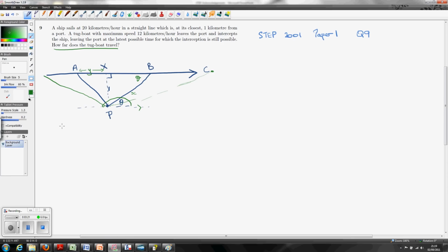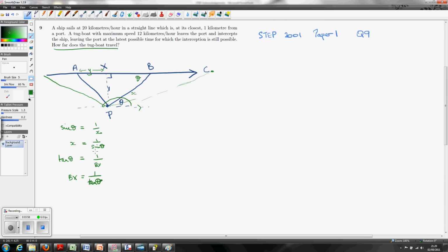So my alternate angle, that angle is theta as well, because that's parallel, the line that I drew there. And sine of theta is equal to the opposite over the hypotenuse, which is 1 over x, which gives quite a neat, simple thing, that x is 1 over sine theta. And tan of theta is going to be helpful as well. That's equal to 1 over BX, which means that BX is 1 over tan theta.